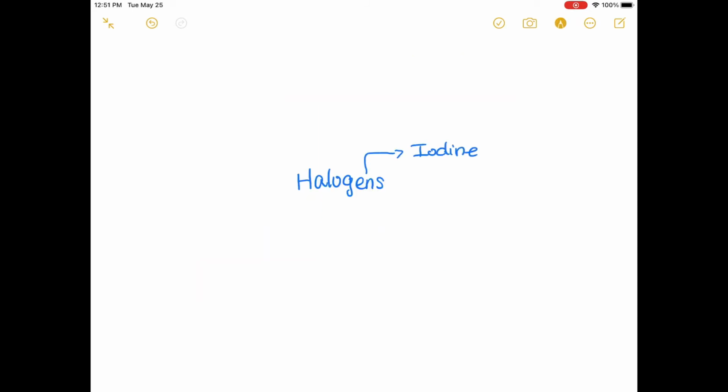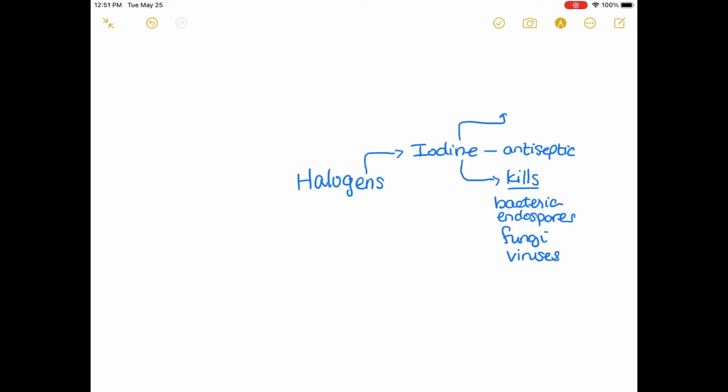They are effective antimicrobial agents. Iodine is a halogen that is an antiseptic. It kills bacteria and many endospores, different types of fungi, and some viruses. It impairs protein synthesis and changes the cell membrane. Iodine can be in the form of a tincture or an iodophor.